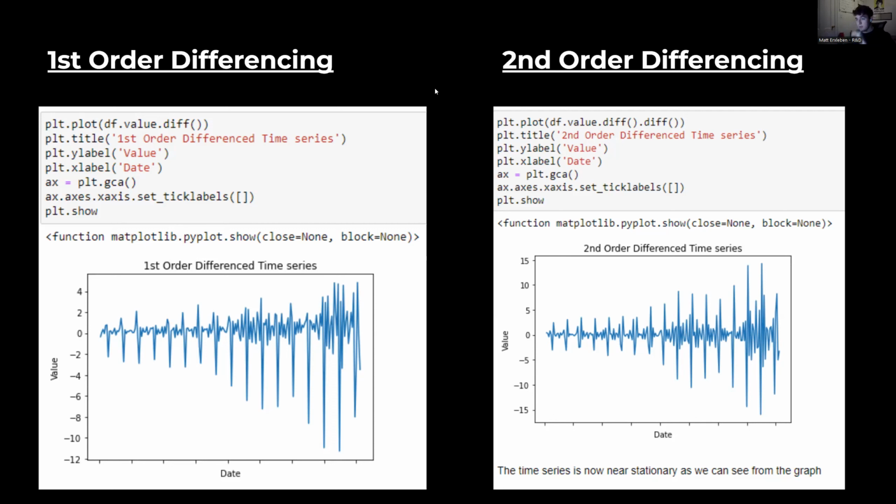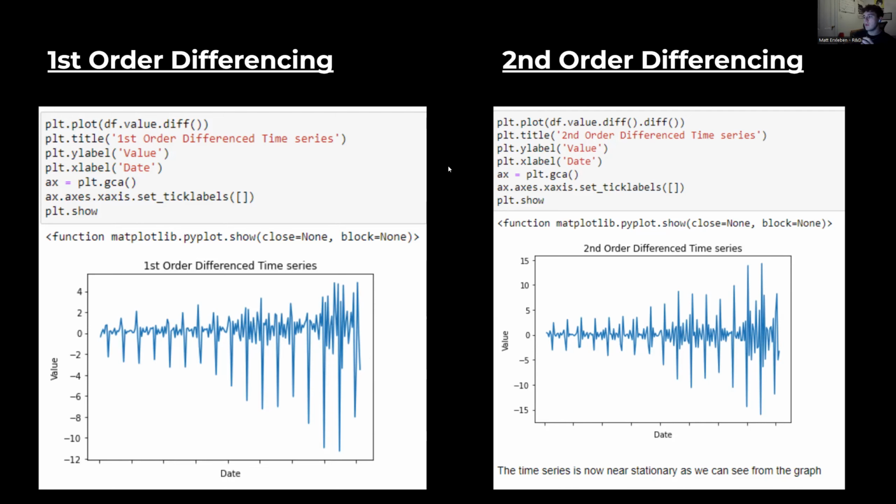So on the screen here is actually an example of differencing. As you can see, this is also from the Jupyter Notebook. We have a code block here that uses the .diff function, and it's just plotting the value from the data frame using the .diff. And as you can see now, the time series looks a lot different, right?